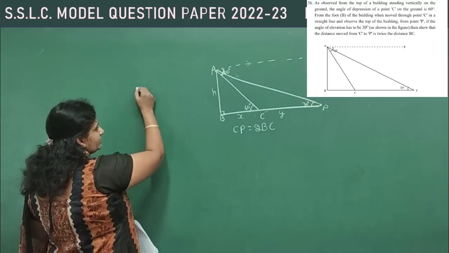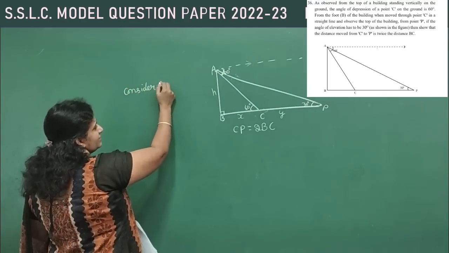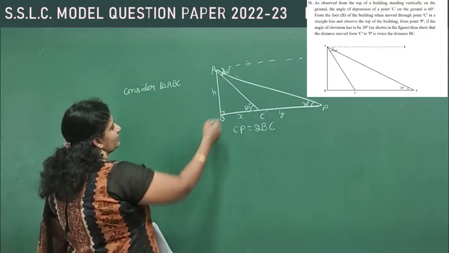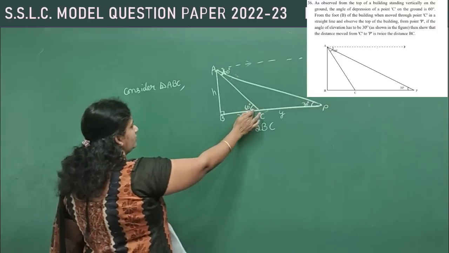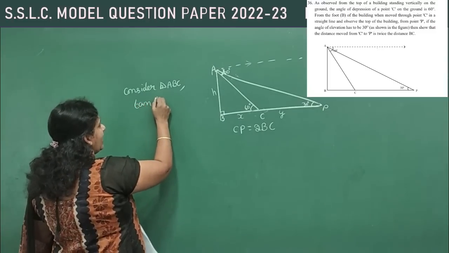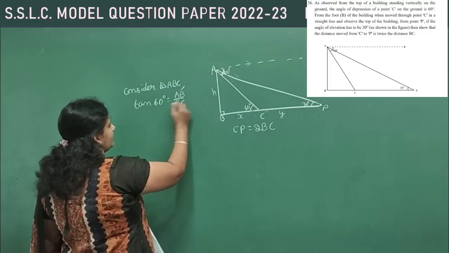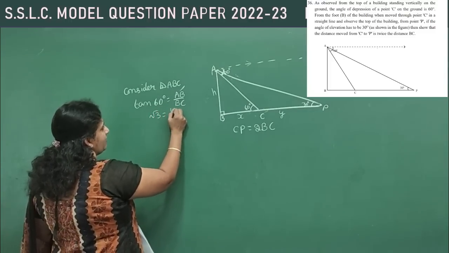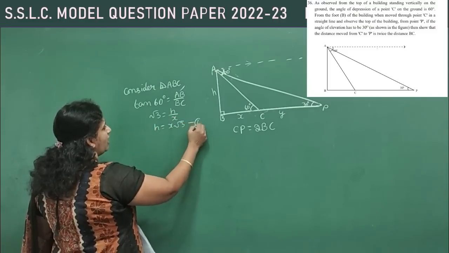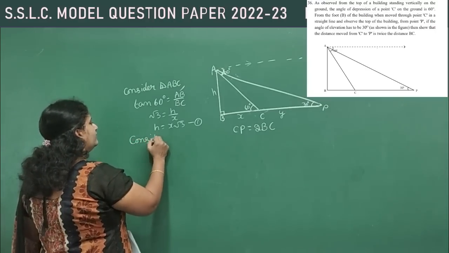So let us start proving this problem by first considering the right triangle ABC. Observe, this is acute angle, opposite, adjacent. Which ratio? Tan ratio. Tan 60 degree is equal to AB by BC. Tan 60 degree value is root 3. AB is h, BC is x. h is equal to x root 3. Mark it first equation.